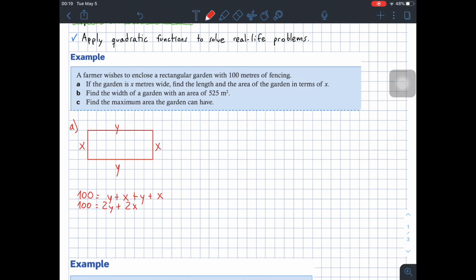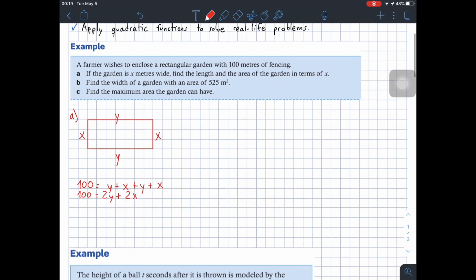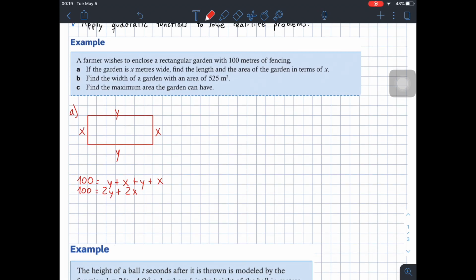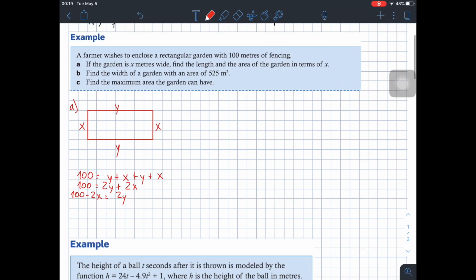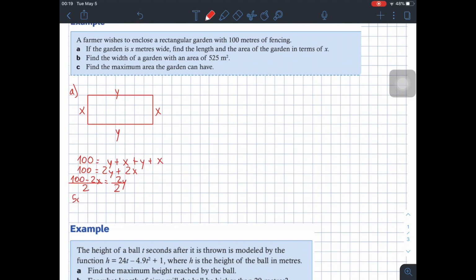And it says that we want to find the length in terms of x, right? So if we want to find the length in terms of x, we need to solve for y or leave the y alone, right? So this would be equal to 100 minus 2x is equal to 2y. So then if I divide by 2 both sides, this would be the same as saying 50 minus x equals y. So this would be the length of the rectangle in terms of x, okay?